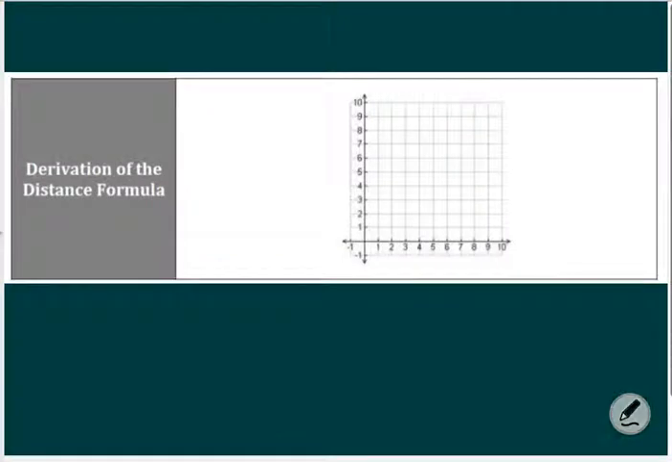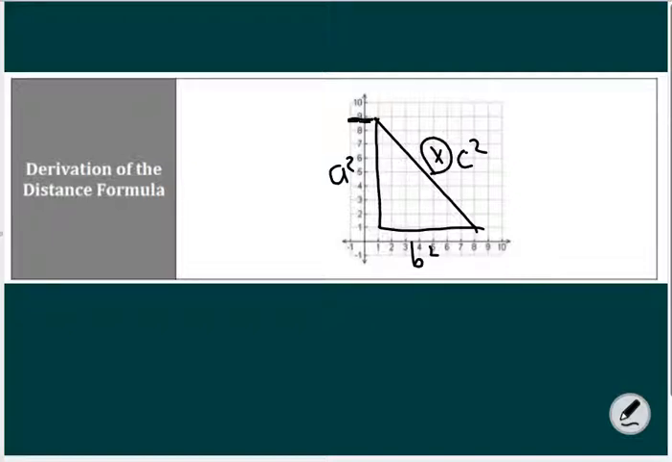So here's kind of where the distance formula comes from. Basically, if I've got a right triangle, I can figure out this distance going from the Pythagorean theorem. The Pythagorean theorem says a squared plus b squared equals c squared. Well, to figure this out, I've got to figure out this length and this length.